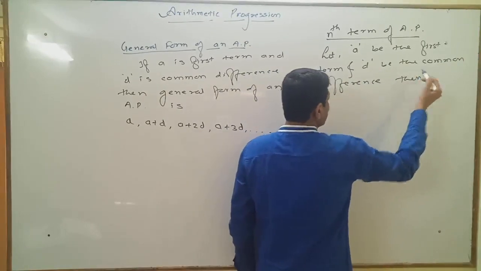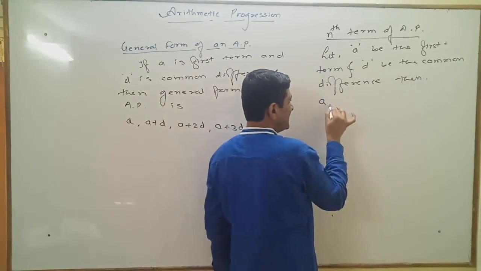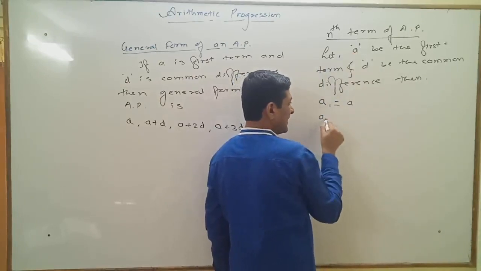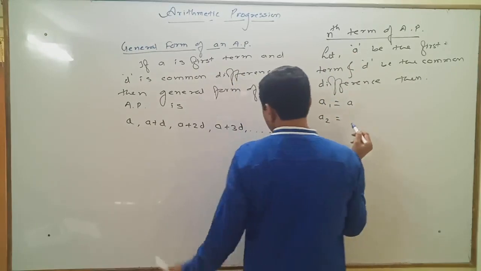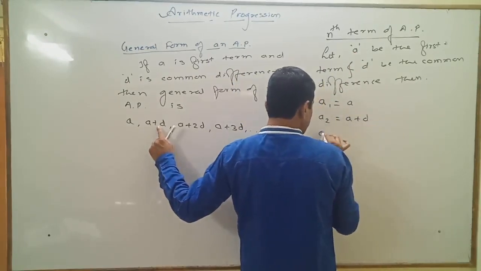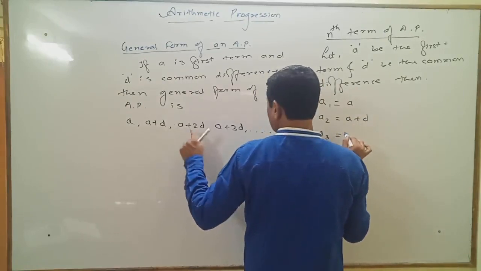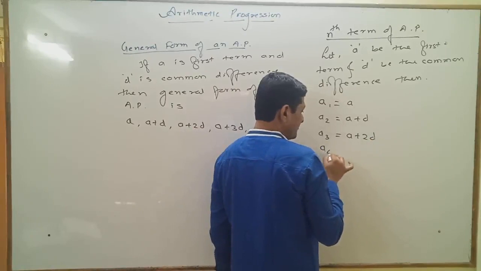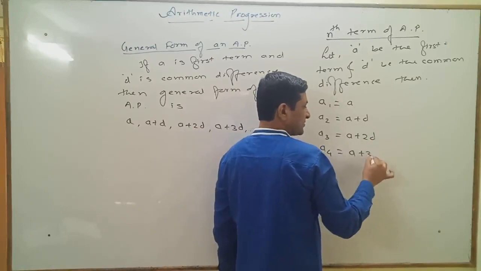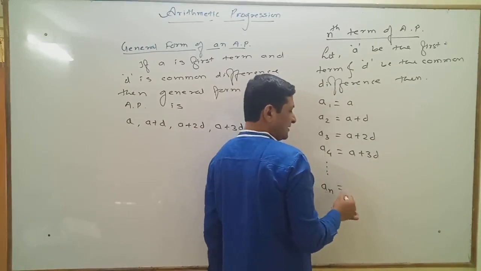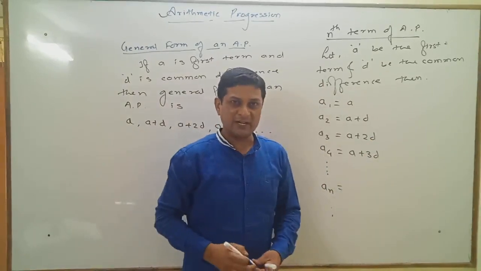Then the first term a1 is equal to A, the first term we have denoted by A. a2 is the second term. Already we have seen that the value of the second term is A plus D. The third term is equal to A plus 2D. The fourth term is A plus 3D. Continuing this way, now we are finding one formula to find the nth term of the arithmetic progression.